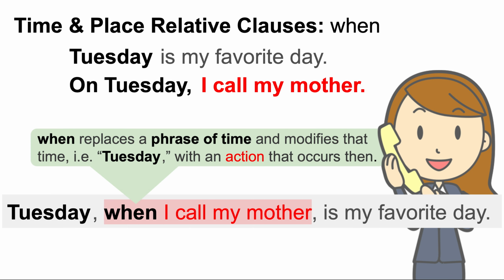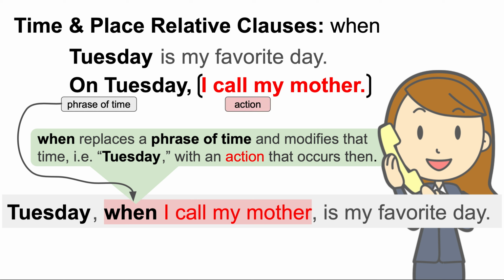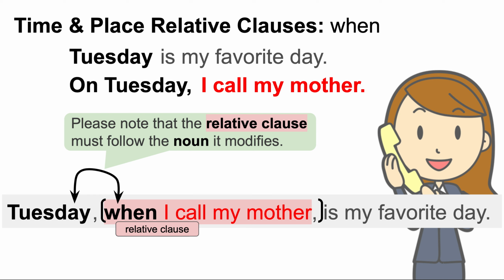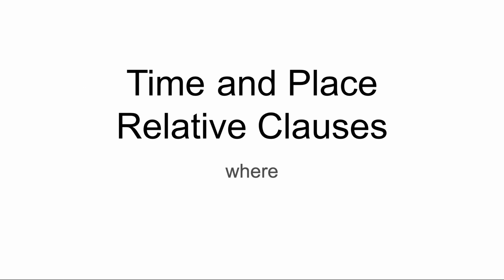Please note that when replaces a phrase of time, that is, on Tuesday, and modifies that time, which is Tuesday, with an action, that is, I call my mother. And so we have the relative clause, when I call my mother. Once again, please note that the relative clause, when I call my mother, must follow the noun it modifies, that is Tuesday. Now let's look at examples for where.